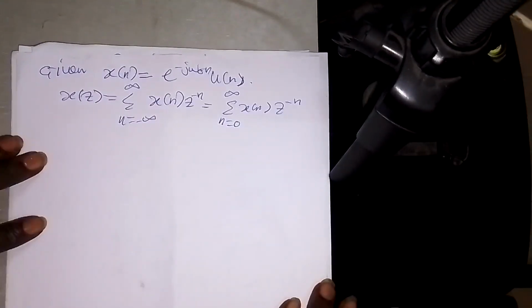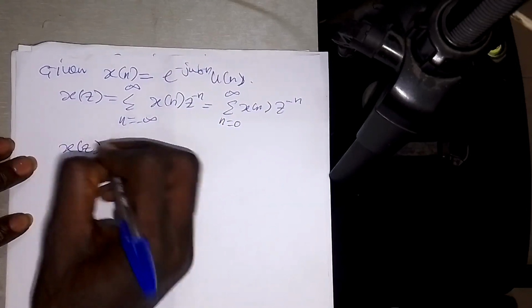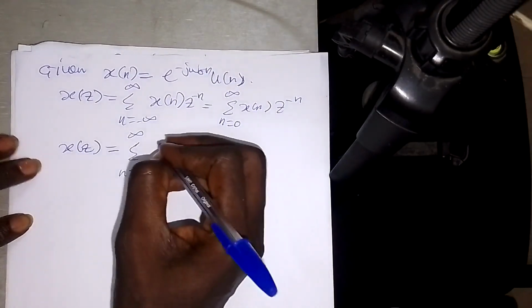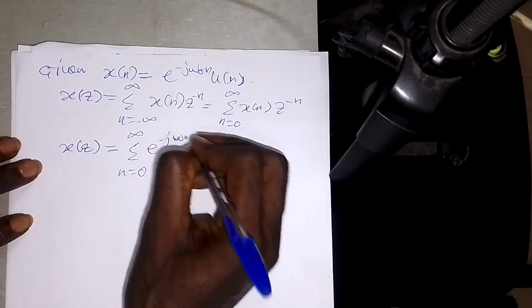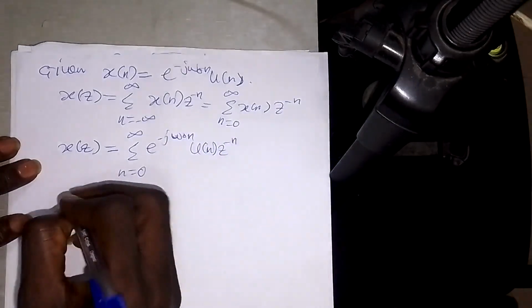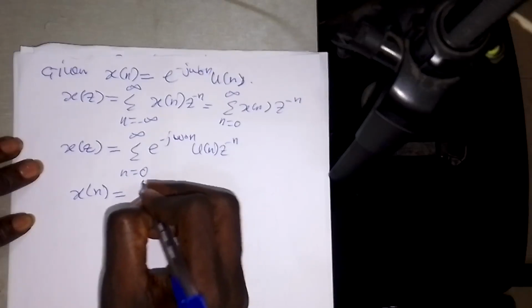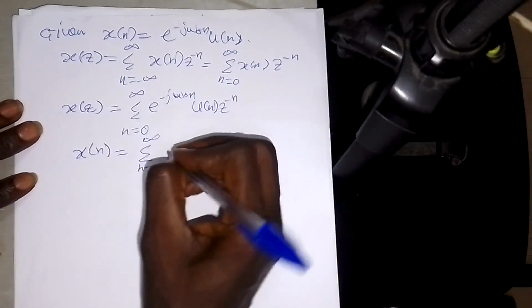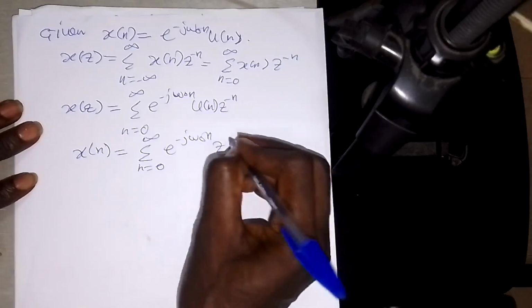Okay, so now here I'm going to have X of z equals summation, n equals 0 to infinity, of e minus j omega naught n into u of n into z minus n. So now here, unit step is 1. So if you introduce a 1 there, then you will get summation n equals 0 to infinity of e minus j omega naught n. Here is 1, so it goes away.